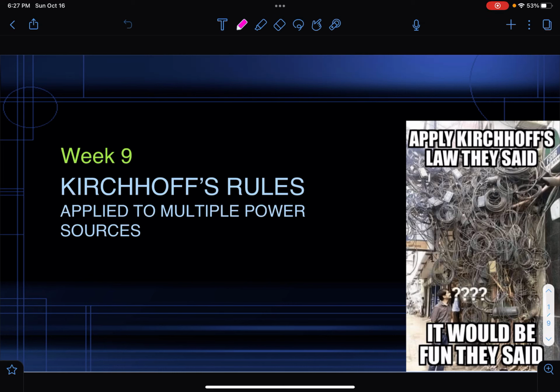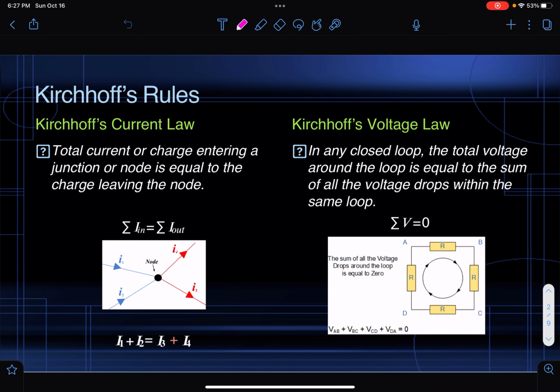All right, this week we're going to be learning Kirchhoff's rules. We've already studied those in combination circuits, but what we're going to do is apply them to multiple power sources. So if you have more than one power source, or a battery or some sort of power supply in a circuit, okay?